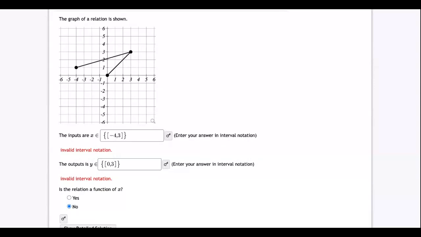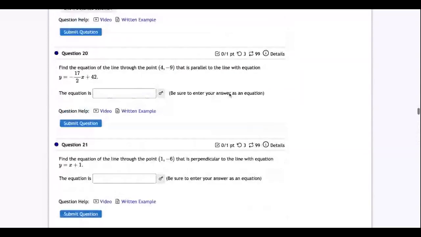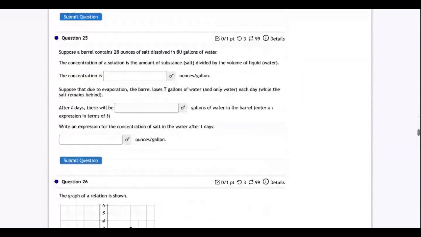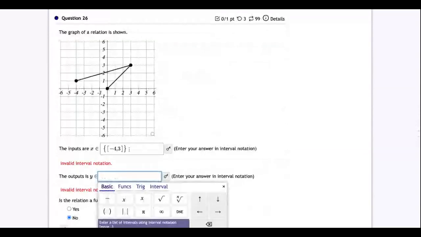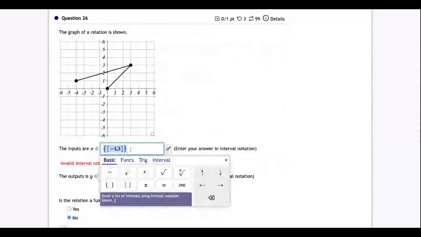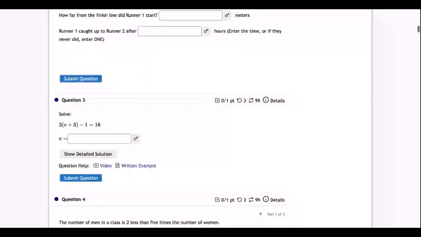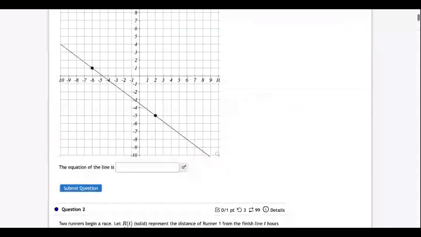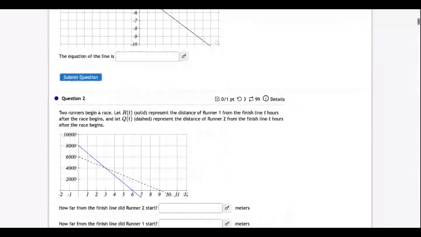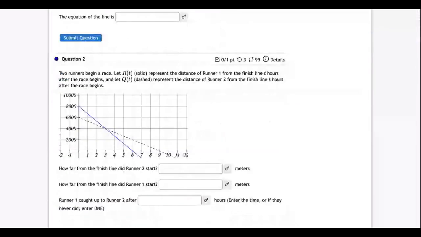Can we go over 2? Sure, let's go over question 2. Question 2 is similar to the previous one, right?